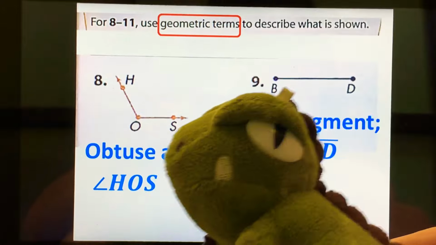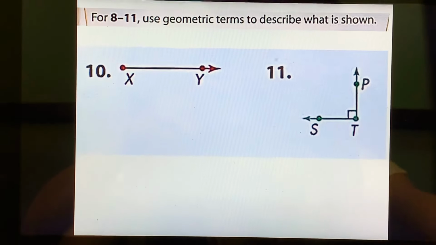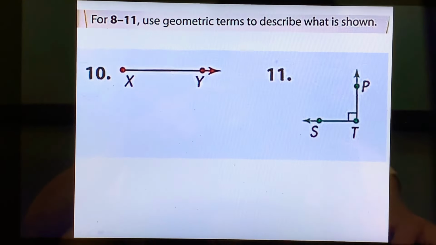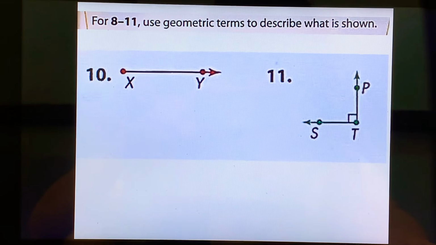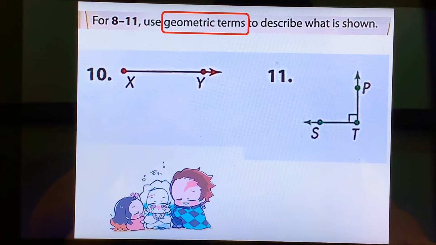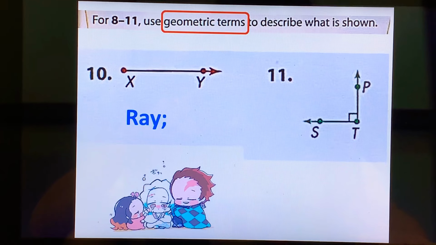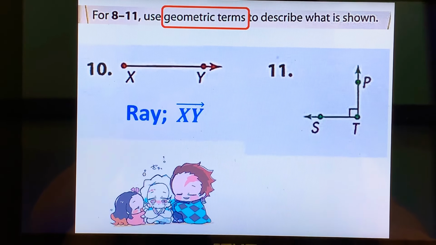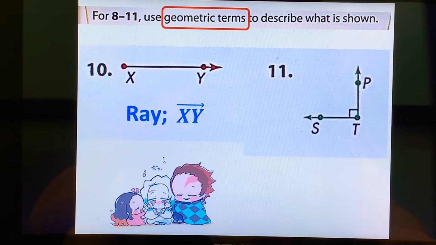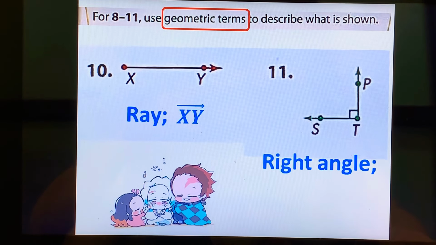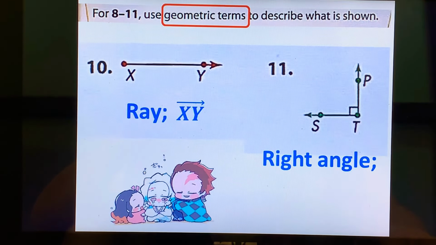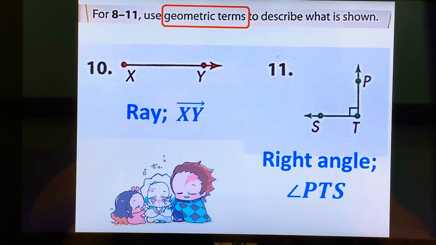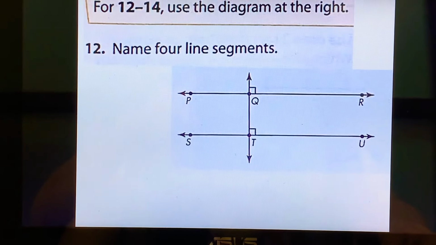Let's move on. Number 10, what is it? It's a ray. How do we label it? Ray XY. Number 11, what is it? It's a right angle. How do we label it? Angle PTS.